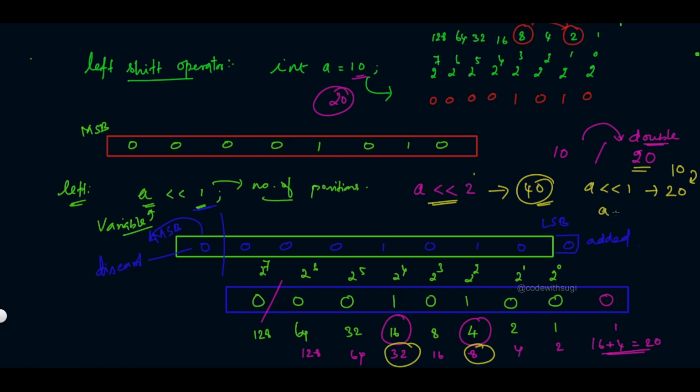Then one more time if you do one position shift, this value gets doubled, so 40. So here you have to understand that whenever you do a left shift operation, the value will get doubled. That is the one thing you have to understand here. So we have discussed the left shift operation. Now we are going to discuss right shift.